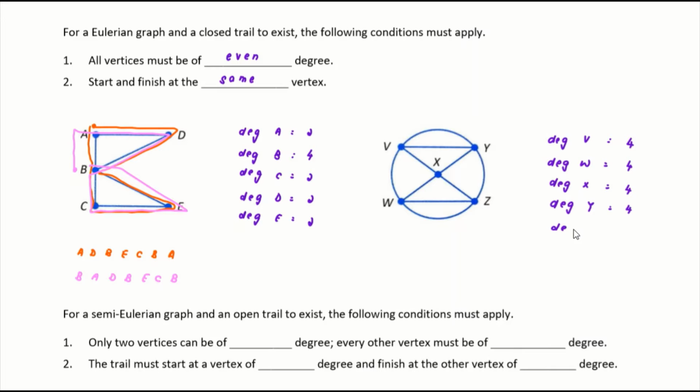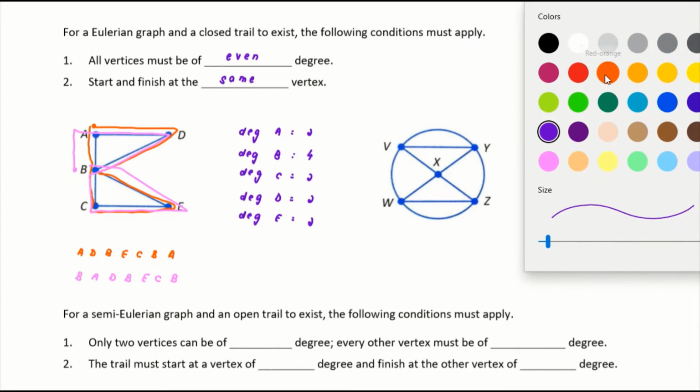Okay, so now you can see that every vertex here has a degree of 4, so they are all even degree. So that's why this is a Eulerian graph. Now let's try to identify the trail that we can have.